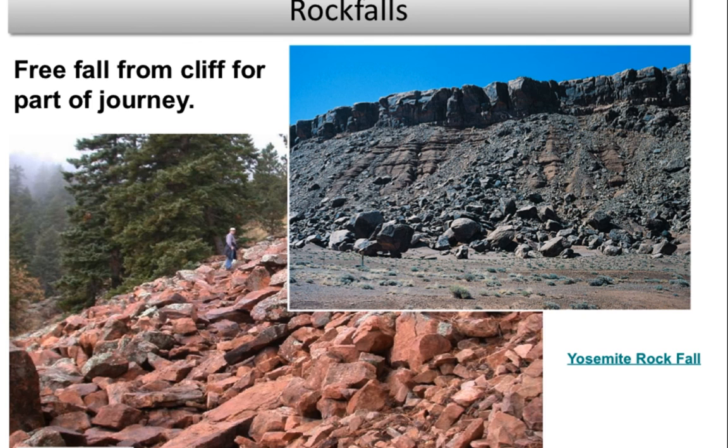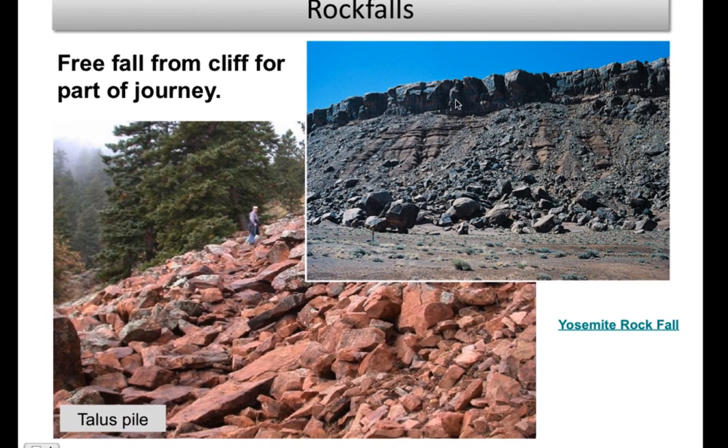Now remember, rock falls are free fall from a cliff for at least part of their journey. So here are some sandstones where some of these joints are allowing some of these blocks to break off, probably free fall for a short distance, then tumble down this slope here. Remember, this slope where you have all this broken debris is called a talus slope. So actually, I'll post this Yosemite rockfall video as well, so you can take a look at some of the rockfalls that have occurred in Yosemite.